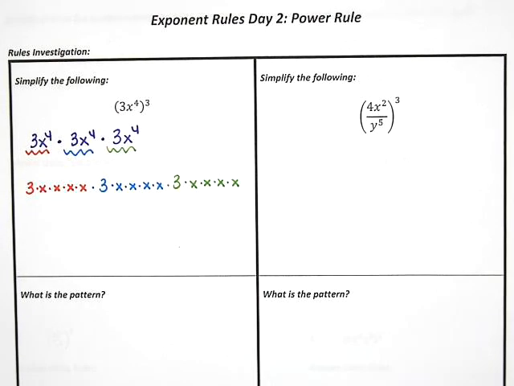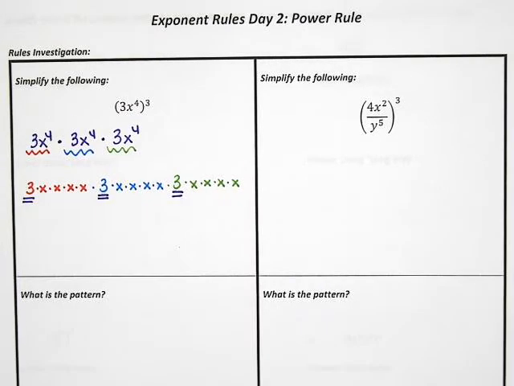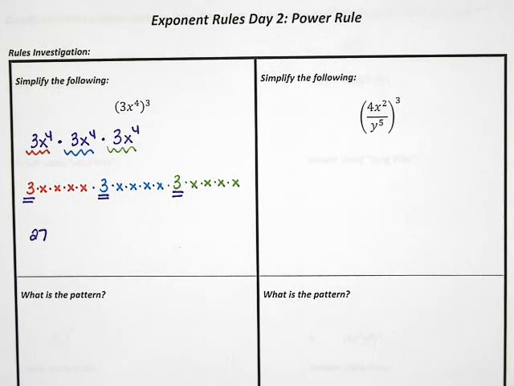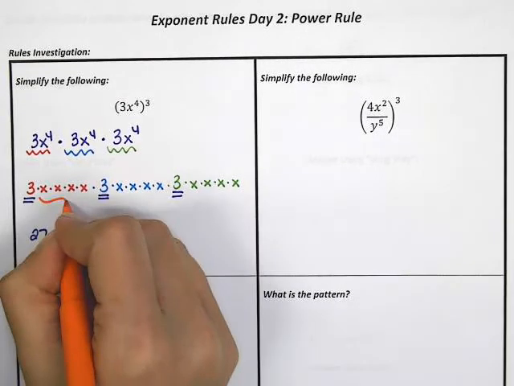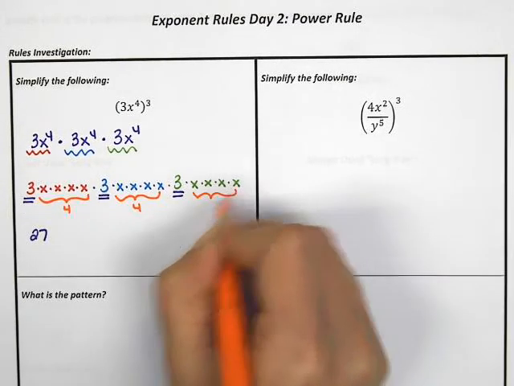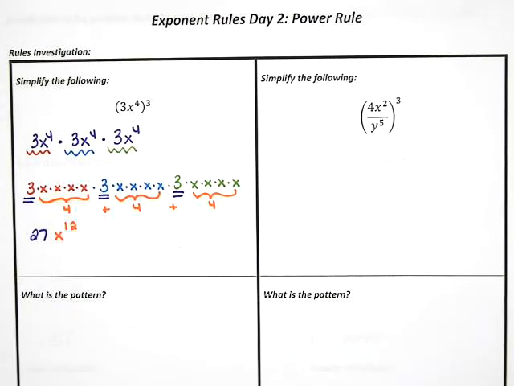Now if I put together the things that seem to go together, for example, if I combine the 3 times the 3 times the 3, 3 times 3 times 3 is 27. And now if I put together the x stuff, we're going to have 4 x's here, and 4 more x's here, and 4 more x's here. So we would have x to the 12th, because 4 plus 4 plus 4 is 12.